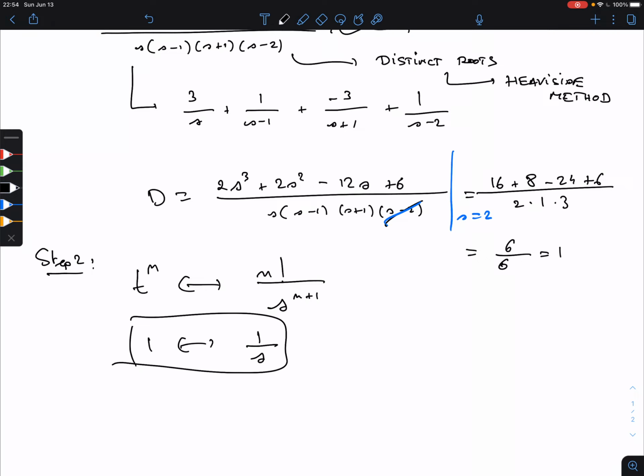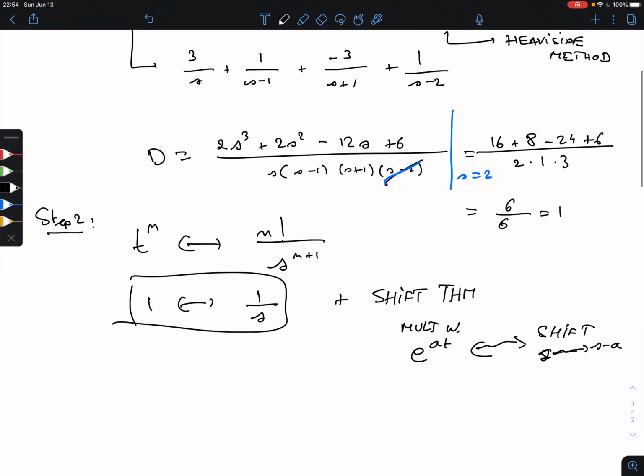But of course, we also have shifts. So we also use the shift theorem. I remind you that multiplying with e to the at corresponds to shifting s, replacing s by s minus a. Now it's the opposite, right? So we are going in this direction. If we have a shift by s minus a, then we have to multiply with e to the at. So the very first one, there is no shift, so we get the inverse Laplace.